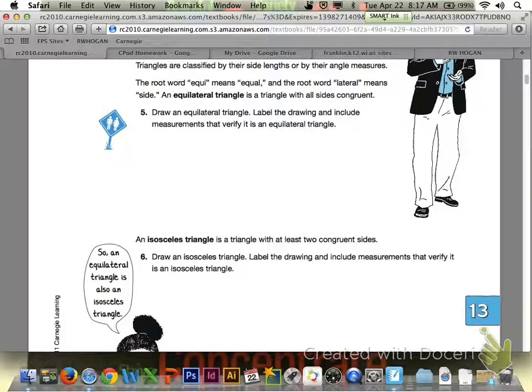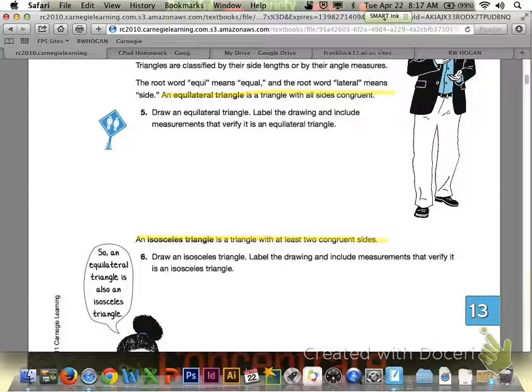Let's talk about on page 821 how we classify or name triangles. It says triangles are classified by their side lengths or by their angle measures. The root word equi means equal, and the root word lateral means side. An equilateral triangle is a triangle with all sides congruent. If you take a look at the bottom, it says an isosceles triangle is a triangle with at least 2 congruent sides.